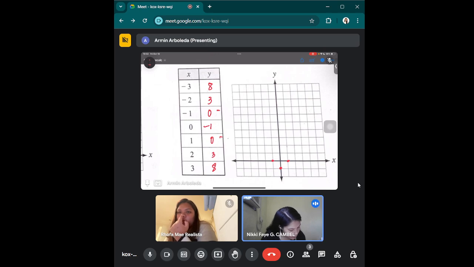Then next 2 and 3. 1, 2, 3 here. And then you have 3, 4, 5, 6, 7, 8 here. Okay? Reflect lang po on the other side. Here, and you have it over here. Okay? Connect the dots.